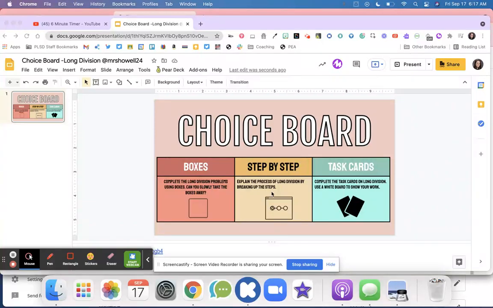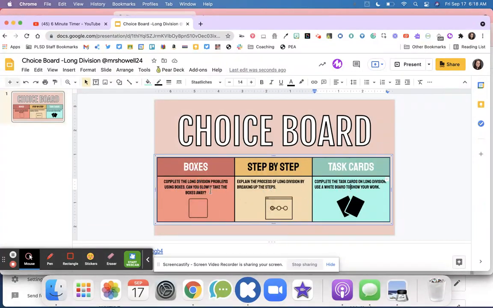Right here, we have a long division choice board. Long division is a strategy or a method that is really difficult for a lot of students. And so here are 3 different choices students could pick from. They could complete long division using these boxes.